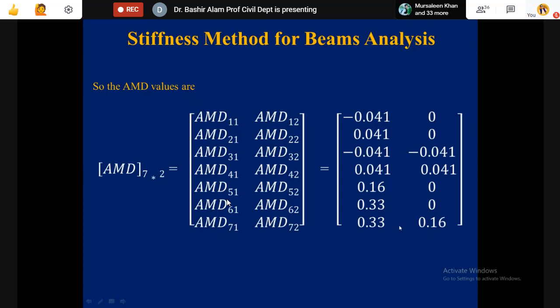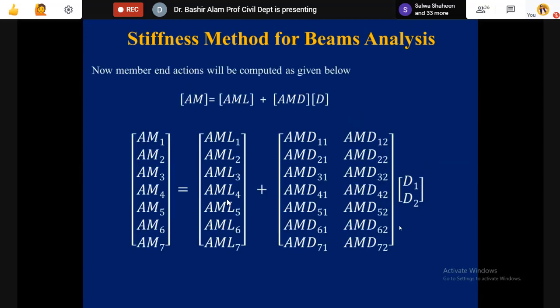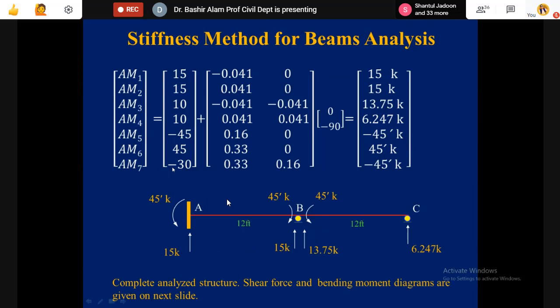After completion of this AMD matrix, we run the matrix calculations by using this equation, AM is equal to AML plus AMD times D. Here all the values we have, we run these numbers and we get the final results. You see the same 15. Here we consider this as a shear, which is the support reaction at A actually. Then AM2 and AM3, if you add them up, we get the same 28.75, which was the support reaction. Then at C, 6.24, this is exactly the same support reaction we got here, AS2, if you remember.